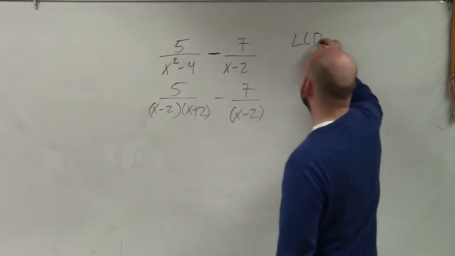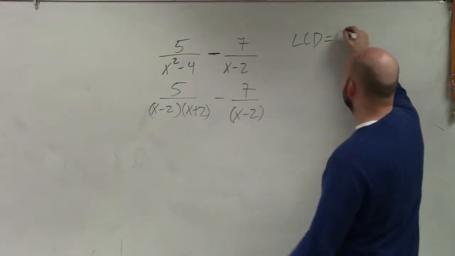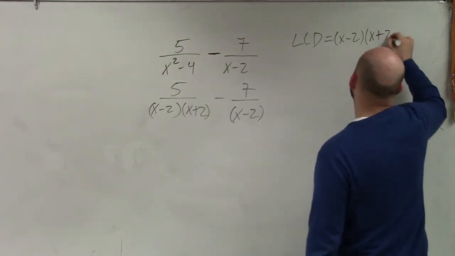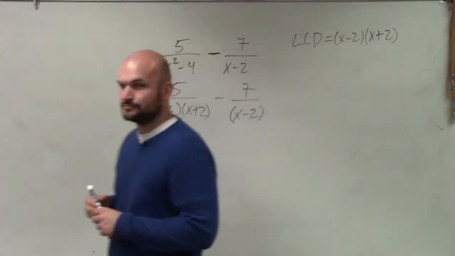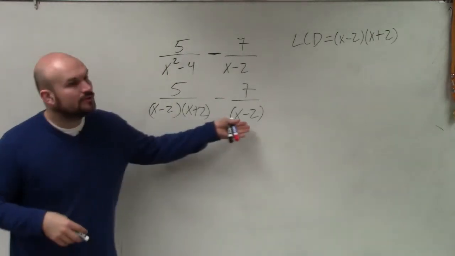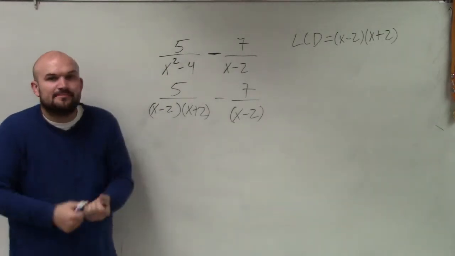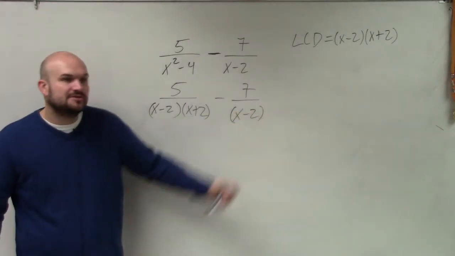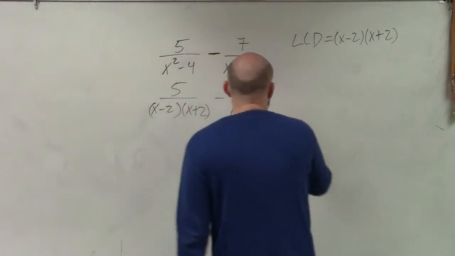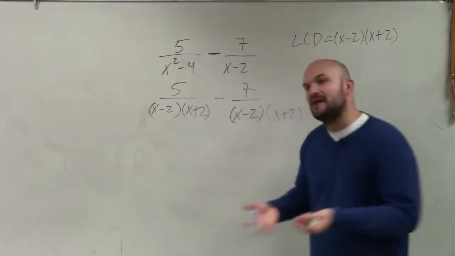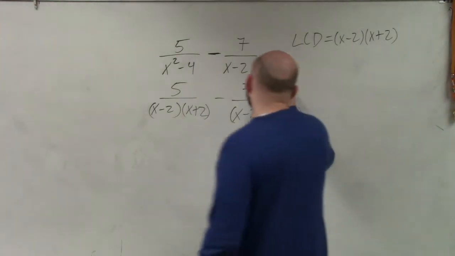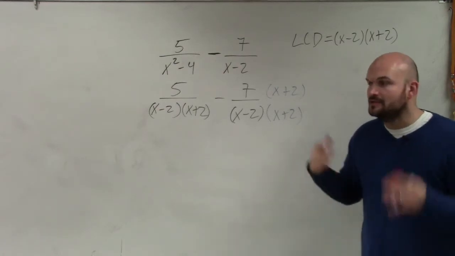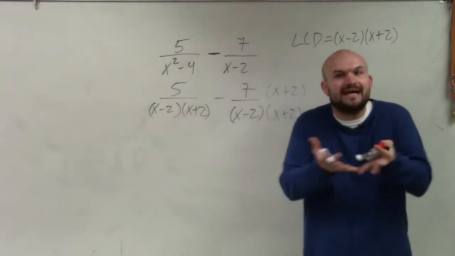So when I want to combine these, I've got to find my LCD. Well, the LCD includes x minus 2, but for them to both be the same it also has to include x plus 2. OK? So now to combine these, I need them to have the same denominator. So I need to multiply this so it's x minus 2 times x plus 2. So I'm going to multiply by x plus 2. And when we're getting common denominators, whatever I multiply in my denominator, I have to multiply in my numerator. OK? So again, the purpose of this, guys, is to combine these into one.